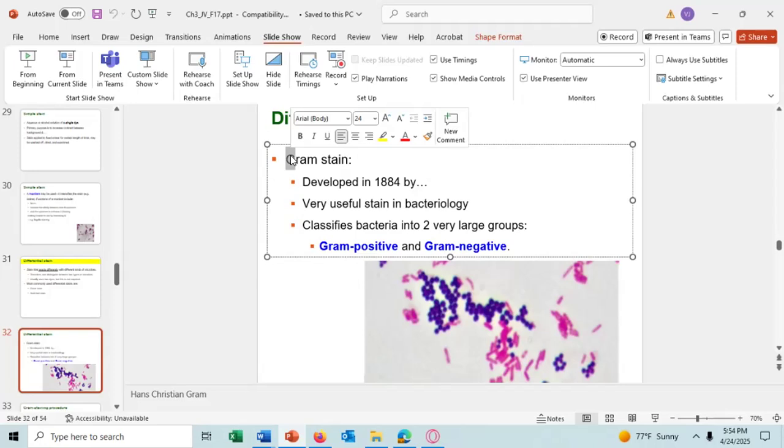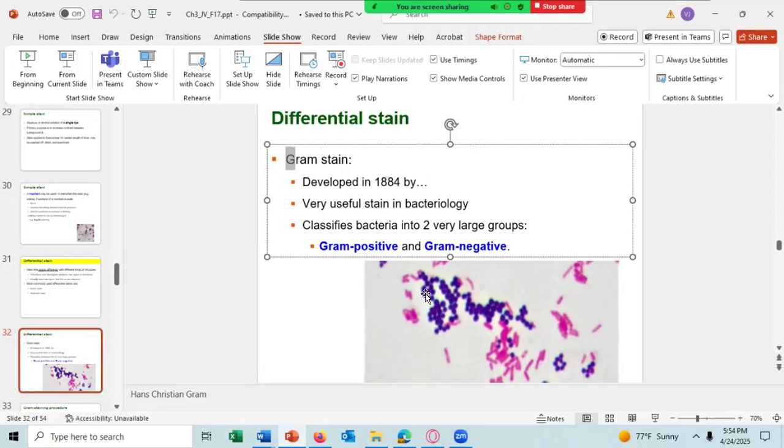Microbiologists then started using it, and they realized it was very useful because it classified bacteria into two very large groups: the gram-positive cells, which stain a dark purple, and then the gram-negative cells, which stain a lighter pinkish color, separating most bacteria into two groups, the gram-positive and the gram-negative. And actually, you could say it separates all bacteria into two groups.